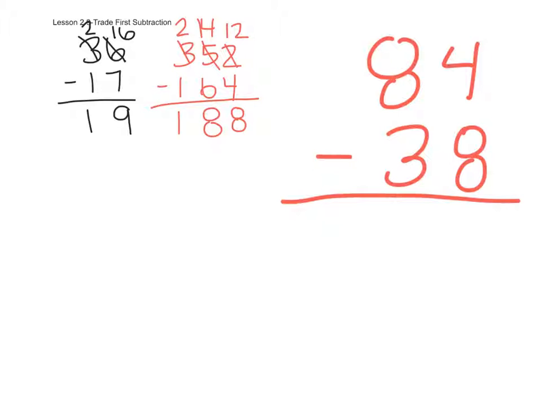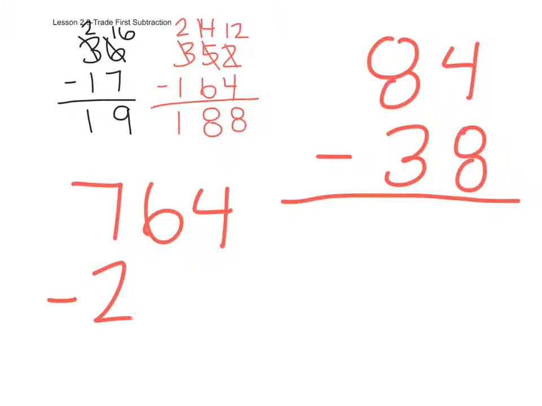Try the next problem for me. Once again, when you are done, keep your work on your whiteboard for your teacher to look at when he or she comes around to check in with you. The problem I'd like you to solve is 764 minus 281. Stop the video at this time, solve this problem on your whiteboard, and then you may move on with the rest of your math lesson.